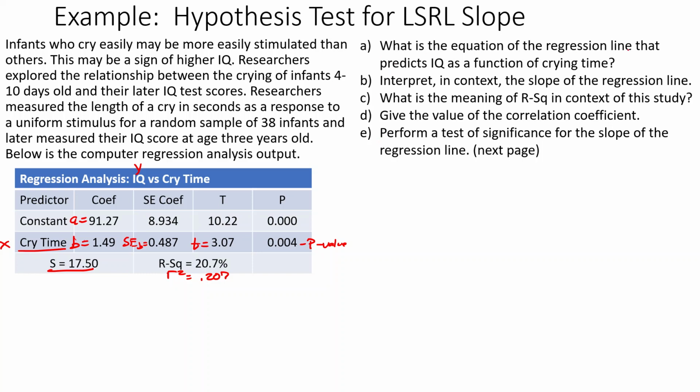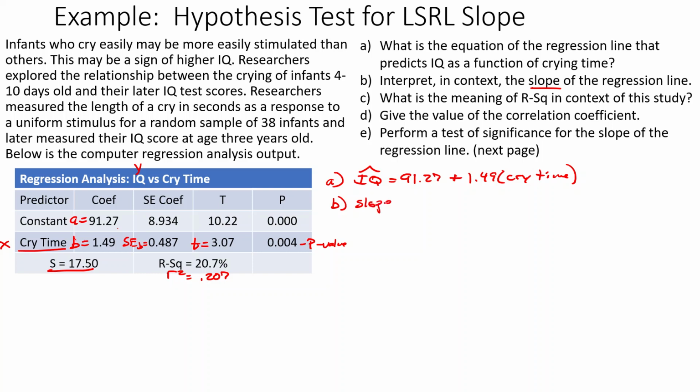What is the equation of the regression line that predicts IQ as a function of crying time? So for part A, predicted IQ equals the intercept, 91.27. The slope is positive, so plus 1.49 times cry time. Done. B, interpret in context the slope of the regression line.